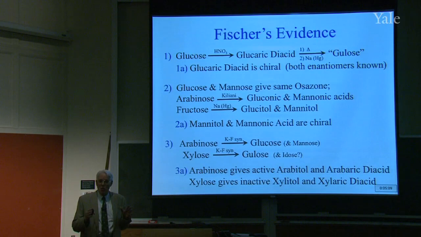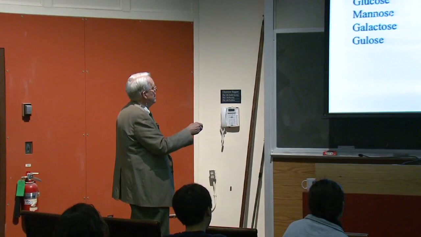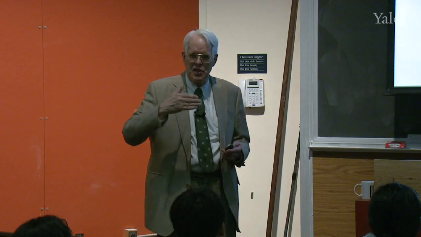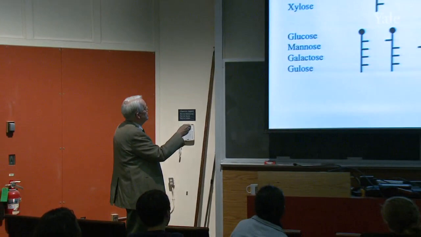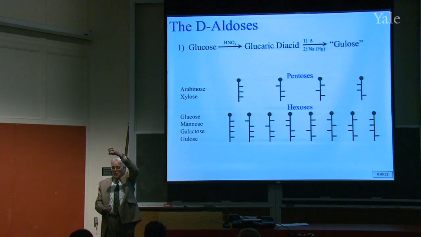This is only 15 years after Van 't Hoff proposed the tetrahedral carbon, and a lot of people still didn't believe in it. Okay? So here are the hexoses and pentoses, and we're going to go through his lines of evidence and see how his logic worked. So evidence one was that glucose gives a diacid, and on heating and reducing, it gives gulose.